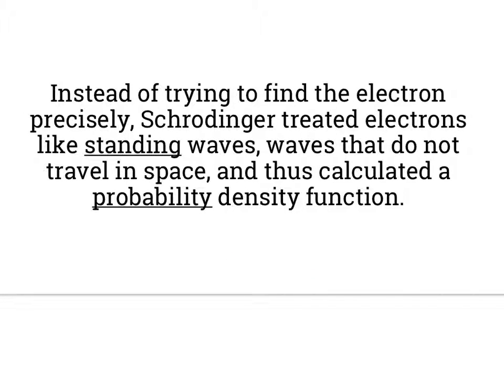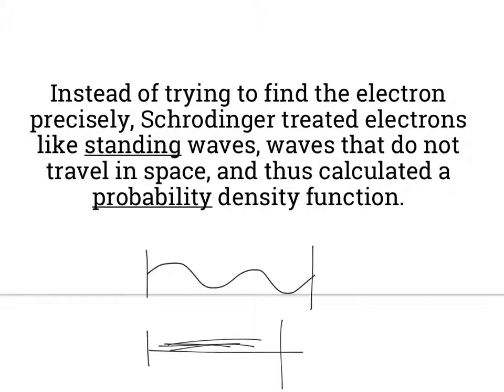So instead of trying to find the electrons precisely, Schrödinger treated electrons like standing waves. Basically, imagine two pieces of wood and a string that's vibrating between them. I'm not a musician. Imagine a guitar string. The string's not going anywhere. It's not changing its location. I'm still a little unsure of where to say the location is, but we know it's not moving. So he's basically saying they are waves, but they don't really travel in space, at least instant by instant.